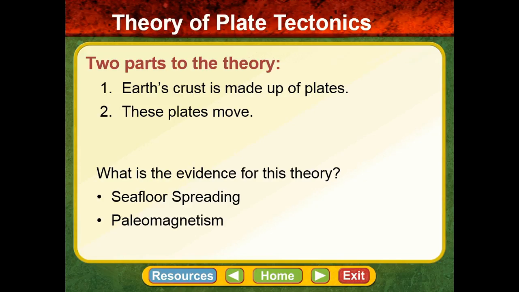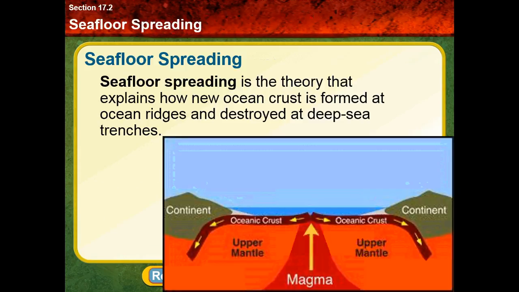In continental drift, it was only one time that they were together, and the idea of plate tectonics is that they've been together multiple times and moved apart. And we've got two pieces of evidence that we're going to go through, and that is seafloor spreading and paleomagnetism. So first of all, what is seafloor spreading? And then we'll talk about how it actually proves that the theory of plate tectonics is true.